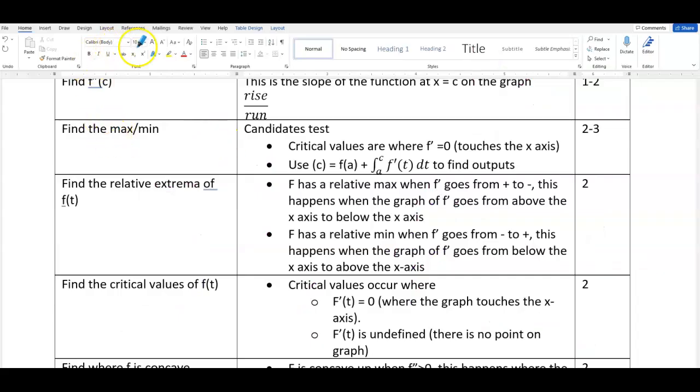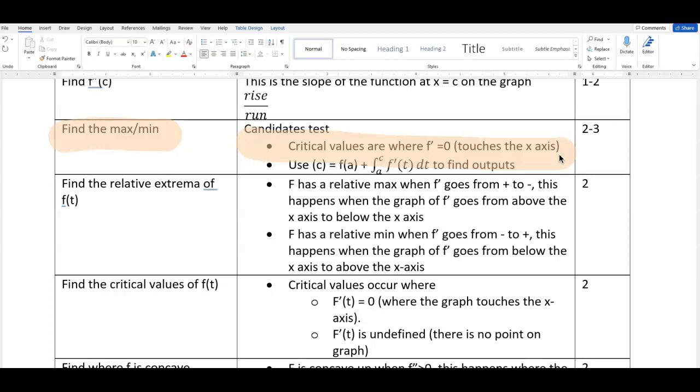All right, guys. The next type of problem that we're going to be looking at is finding the maximum and the minimum. And by that, I mean the absolute max and absolute min. And for that, basically, you're going to do the candidates test. Now, you guys know that when you do the candidates test, you're going to plug in 2 types of numbers. One type of number you're plugging in is the endpoints. The other type of numbers are the critical values. Now, the critical values are where the graph touches the x-axis, because that's where the derivative equals 0.